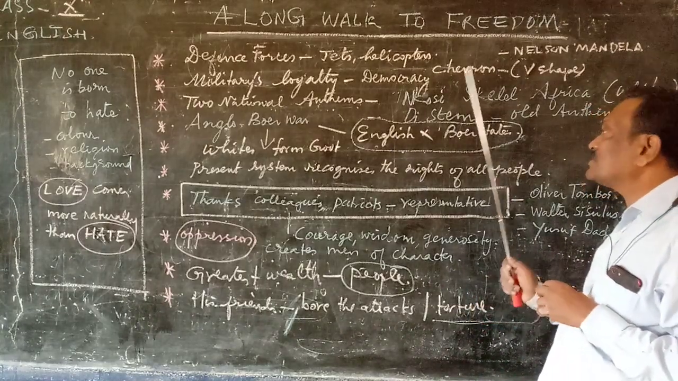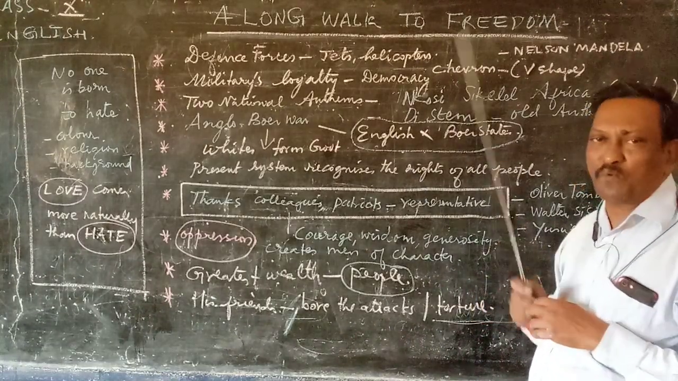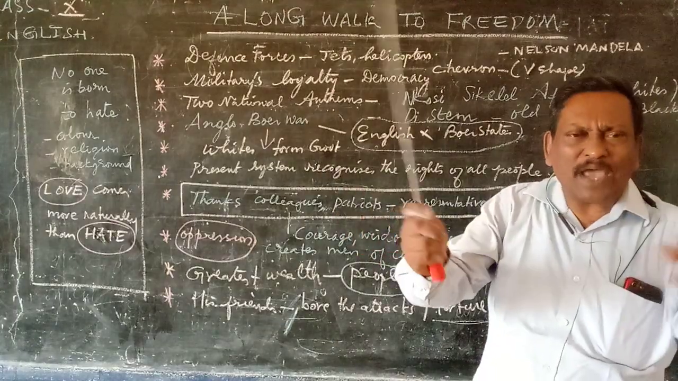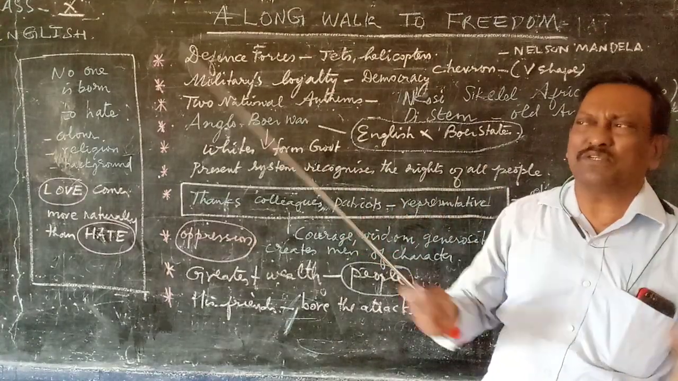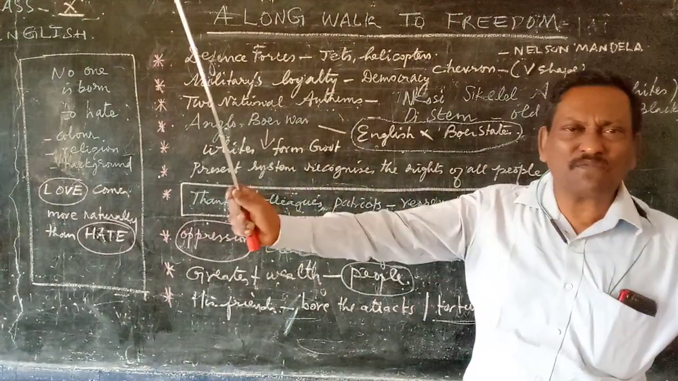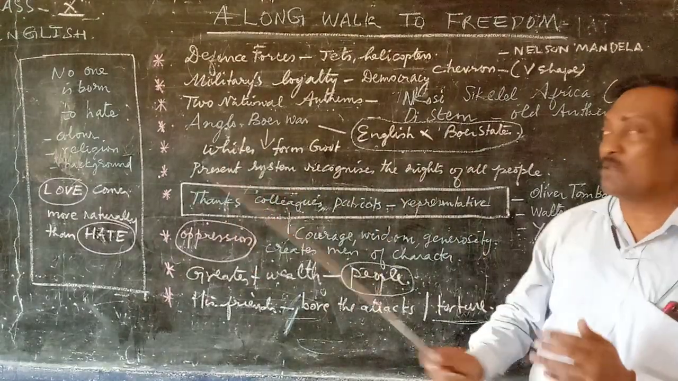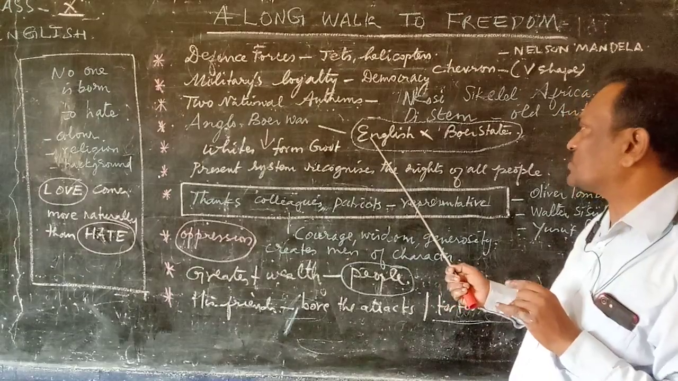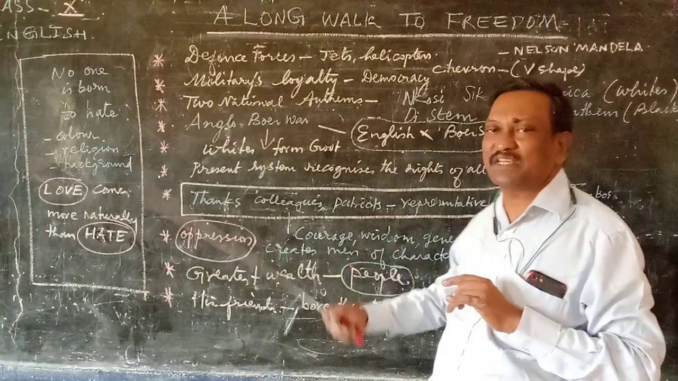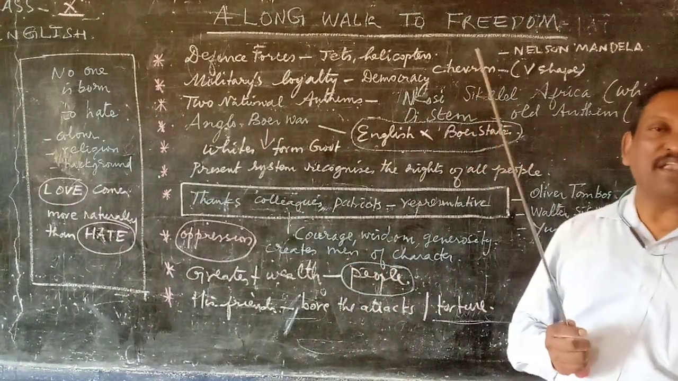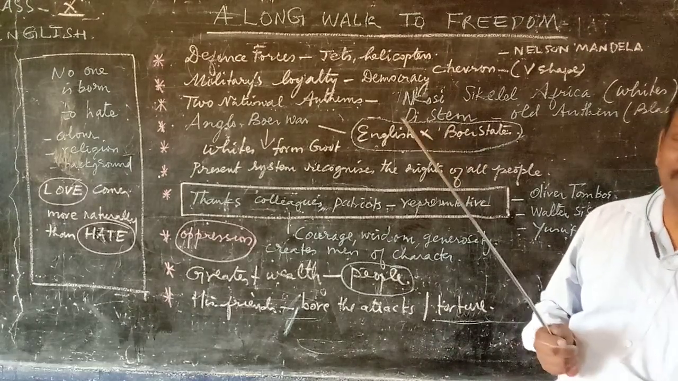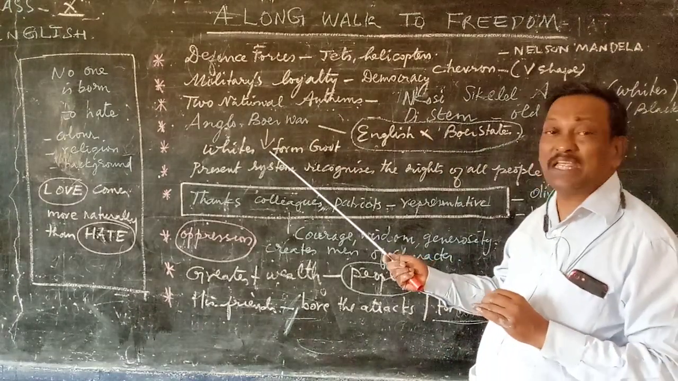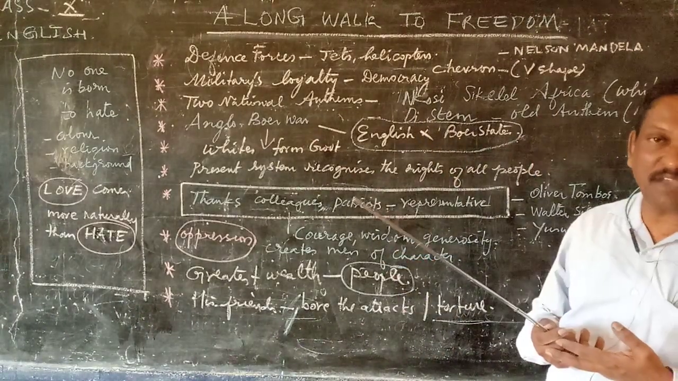And after this English-Boer War, all the white leaders, there were many factions or many groups. So the leaders of all these factions came together and they formed a single white government. So this white government became a nightmare for the blacks of South Africa. So many leaders had to sacrifice their lives.